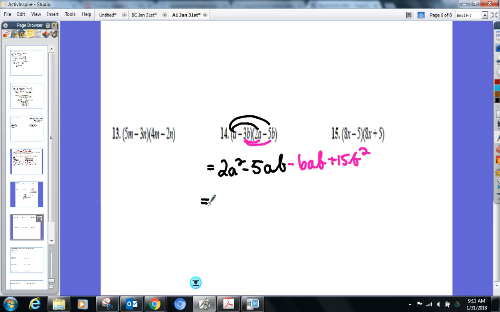Number 6. Is there anything I can combine up here? 6ab and 5ab. Yes, ready? Remember what I said. Same exponent, same variables, you can combine. Same variable, same exponent. So 2a squared, when I combine them, what do they become? Negative 5 minus 6, negative 11ab plus 15b squared. And somebody asked the question about standard form. I'm not looking for any standard form with 2 variables.